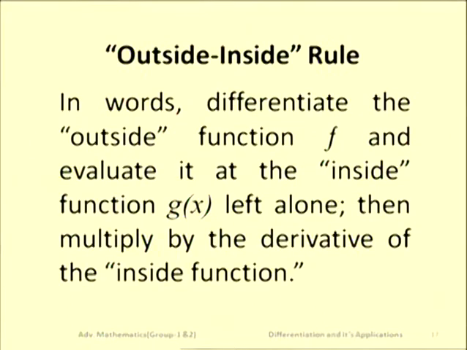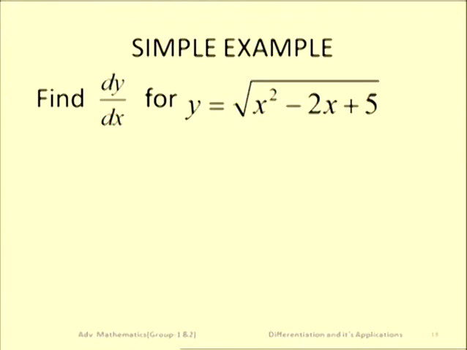The next example is, dy by dx we have to find for y is equal to root of x square minus 2x plus 5. This is the same example we have seen by assuming u is equal to x square minus 2x plus 5. Here we will not assume x square minus 2x plus 5 as u, but will directly use the outside inside rule. How will it be?